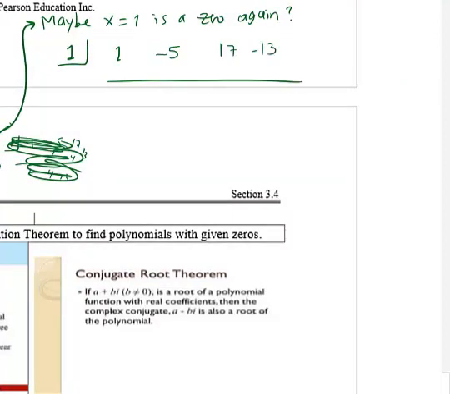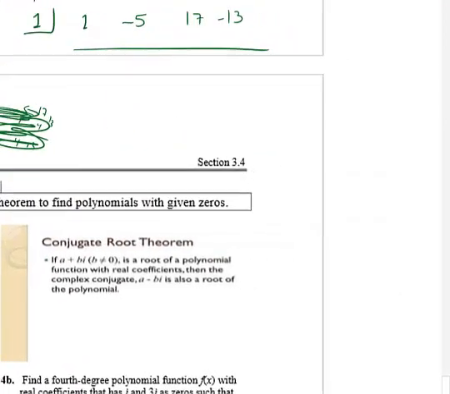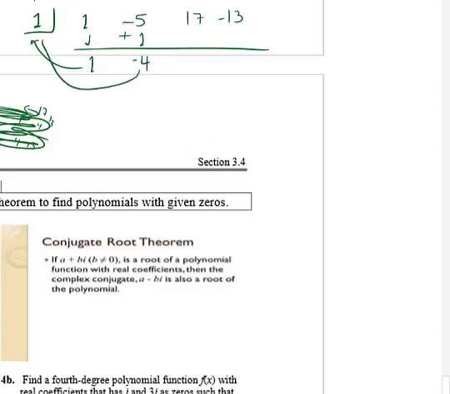17, 13. Negative 13? Yeah. Alright, so let's bring down the first guy, multiply by the guy outside. 1 times 1 is 1. If I add 1 and negative 5, I get negative 4. Multiply, 1 times negative 4 is negative 4. This is looking good. 17 and negative 4 makes 13. That's pretty familiar. 1 times 13 is 13. If I add those together, I get 0. So there we have it.